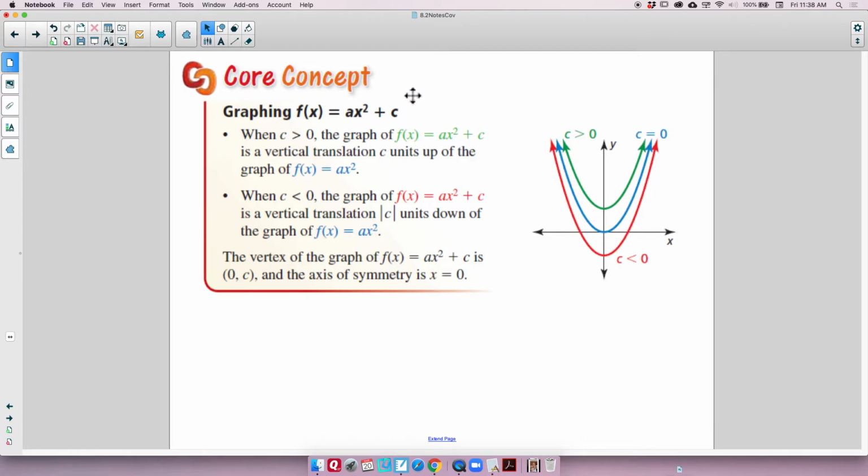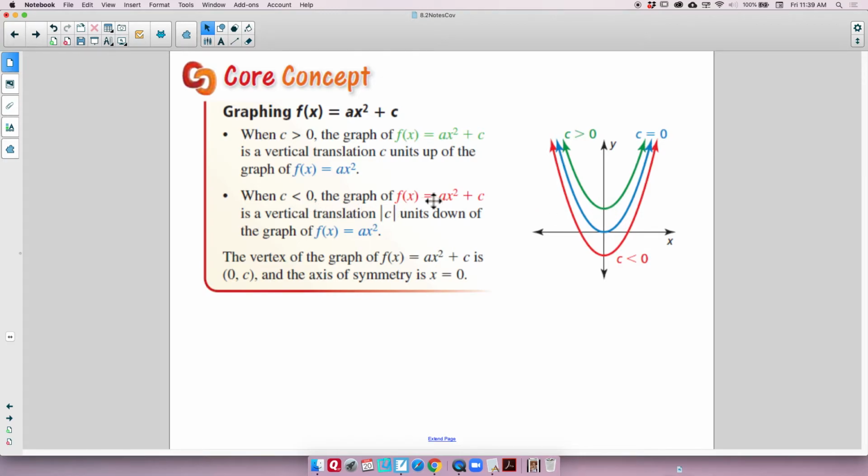Okay. So here's the actual core concept that we're getting into when we're graphing f of x equals ax squared plus c. When c is greater than 0, what did we see in the problems that we did? Well, we would have ax squared plus c in green, right? It's a vertical translation, c units up. So if c was 3 here, then we would be at 0, 3 for our vertex. Okay, so you can see we're not talking about changing whether it's stretched or shrunk or more bowl-shaped or anything like that. We're just moving the same parabola up.